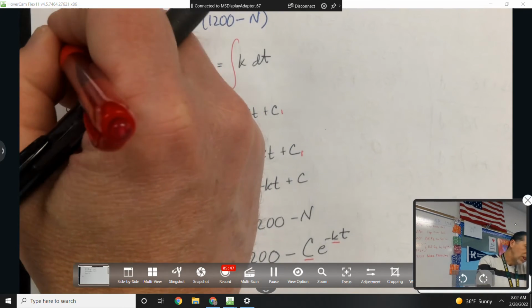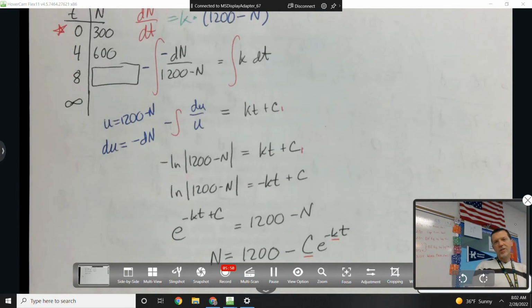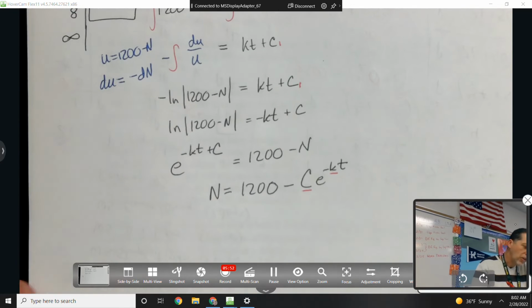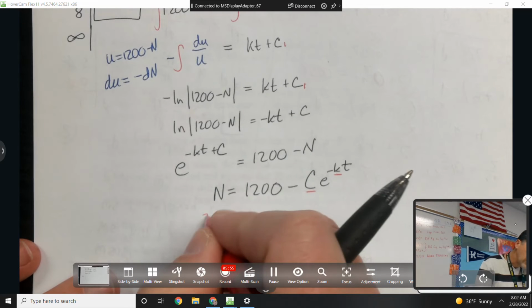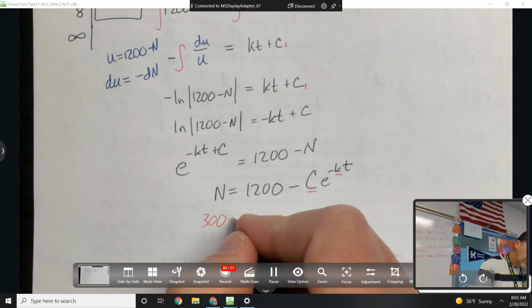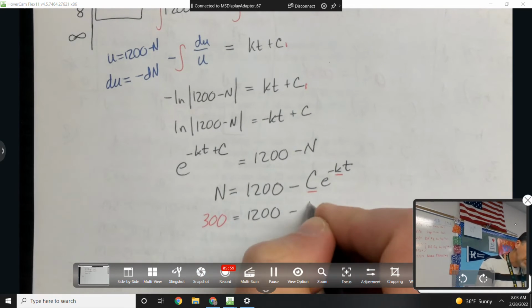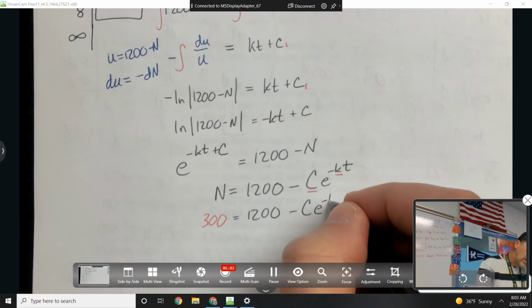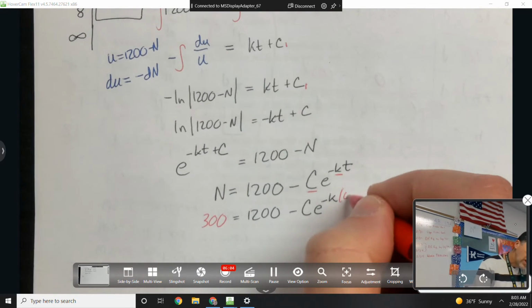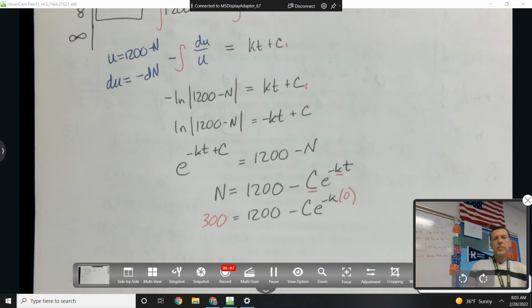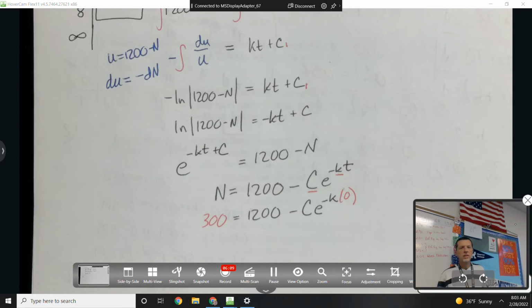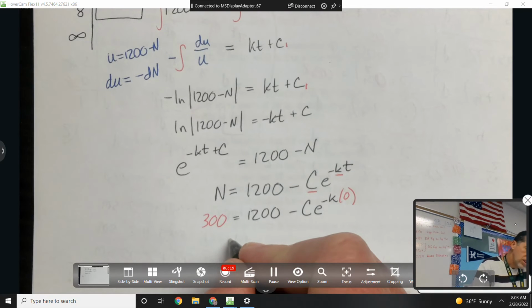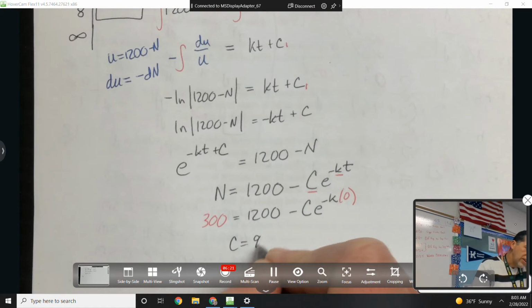All right, so let's use the 0 stuff first, because it usually makes stuff go away and works out well for us. So 300 equals 1200 minus C e to the negative k times 0. Yay, good news, because k times 0 is 0, e to the 0 is 1. So what does C equal? 900.